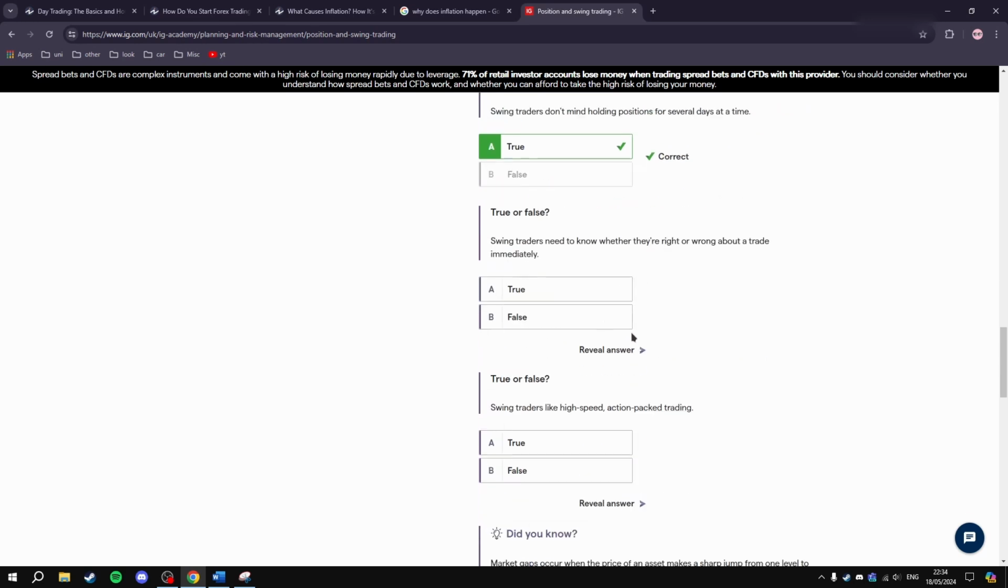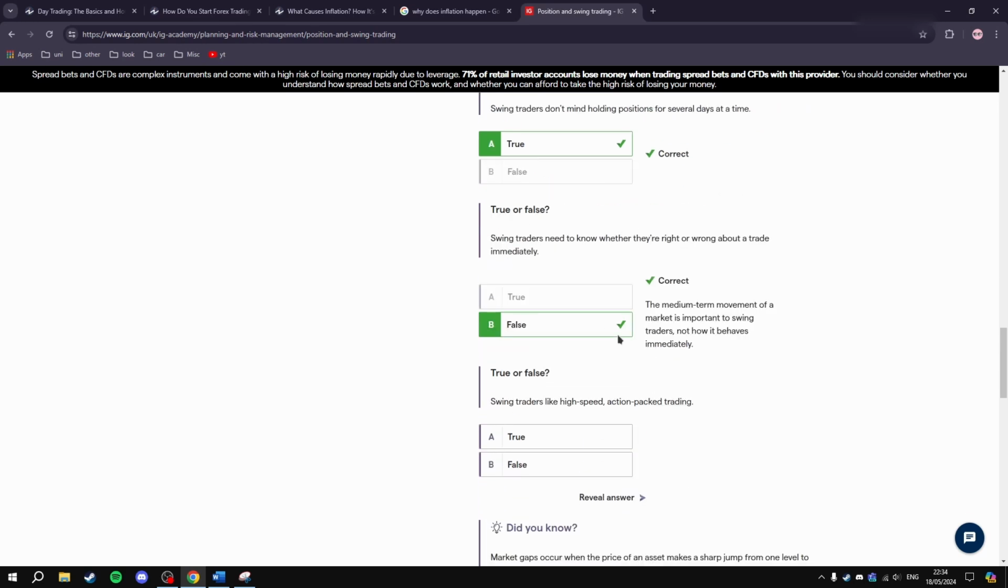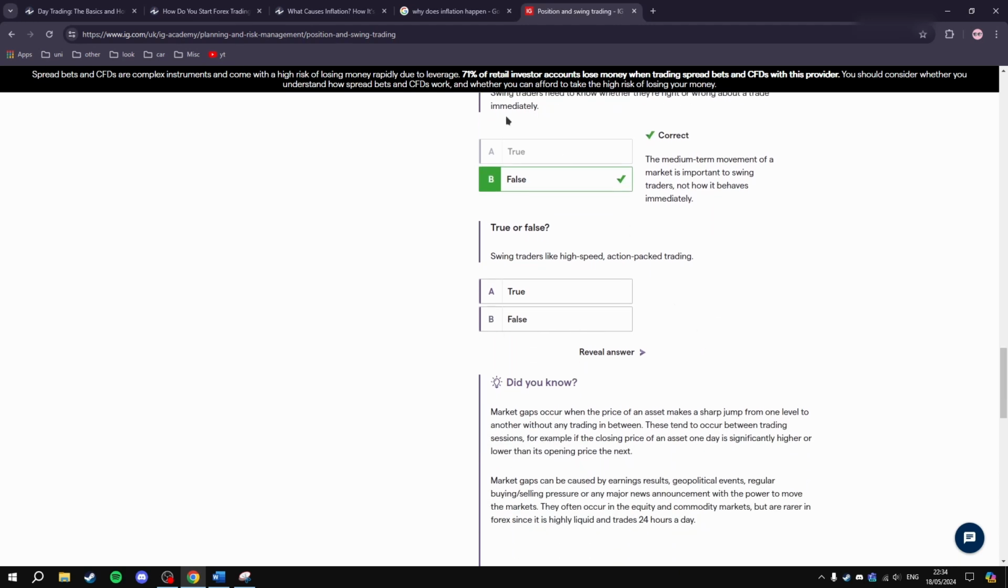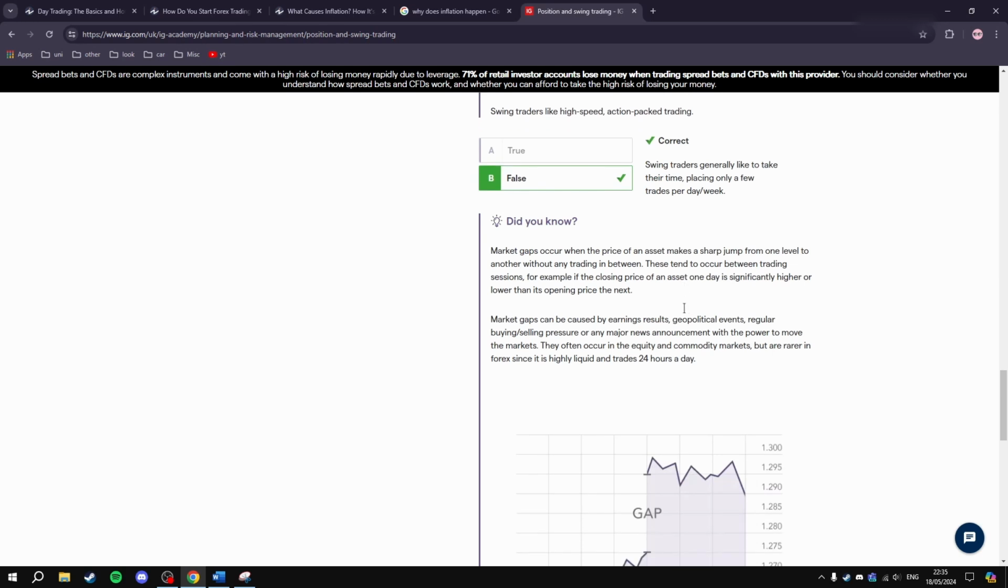Swing traders need to know whether they're right or wrong about trading immediately. False. The medium-term movement of a market is important to swing traders, not how it behaves immediately. Swing traders like high-speed action-packed trading. False. Swing traders generally like to take their time, placing only a few trades per day or week.